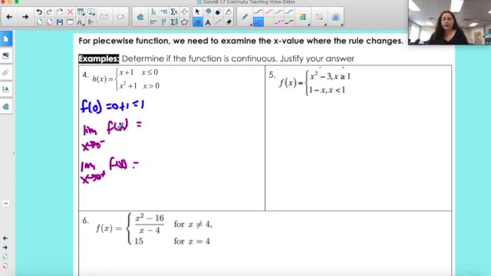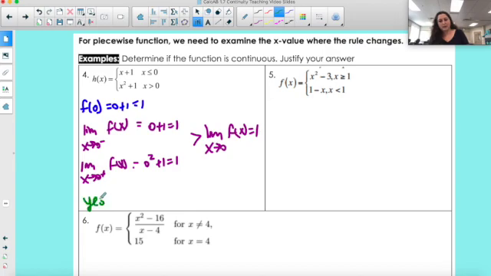All right, let's consider the left. That's when x is less than 0, so 0 plus 1 is 1. From the right, 0 squared plus 1 is also 1. Therefore, the limit as x approaches 0 altogether is 1. So now we know f of 0 is 1. The limit as x approaches 0 is 1. So now we can say, is the function continuous? Yes, because the limit as x approaches 0 of f of x equals 1, which equals f of 0. So therefore, the function is continuous.